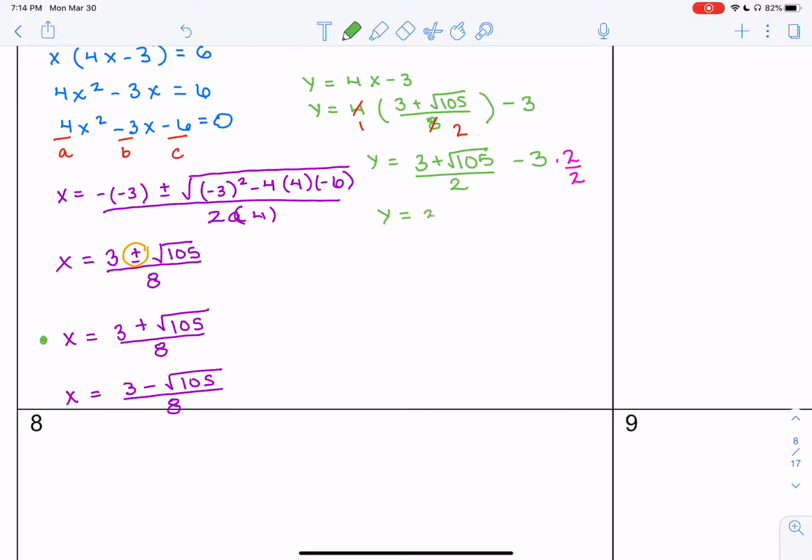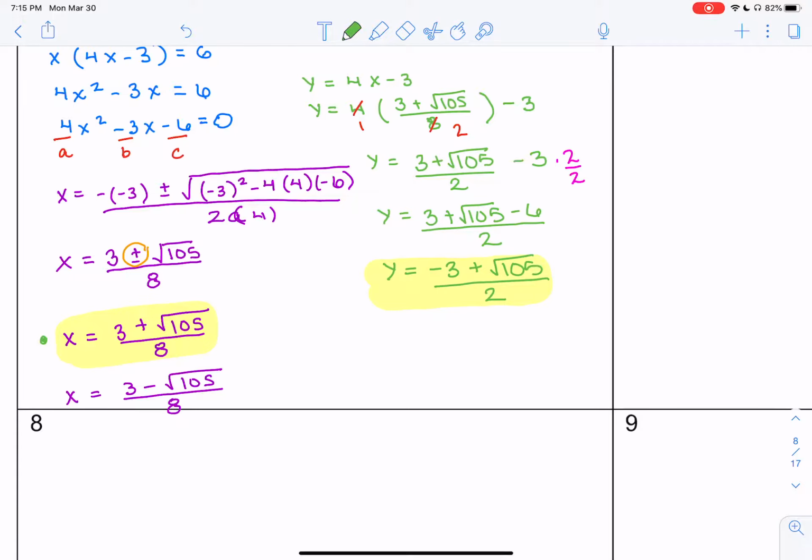Y equals 3 plus square root 105 minus 6 all over 2. And then the 3 and the minus 6 combine into like terms. So I get y equals negative 3 plus square root 105 all over 2. Okay, that paired up, I'll do a yellow highlighter, that paired up with this first one.